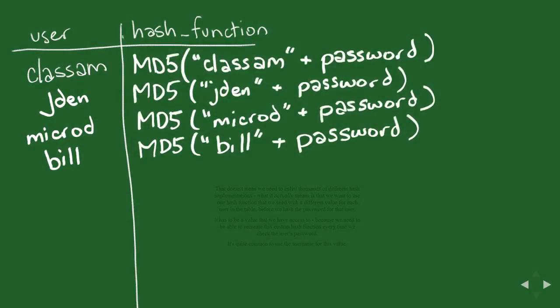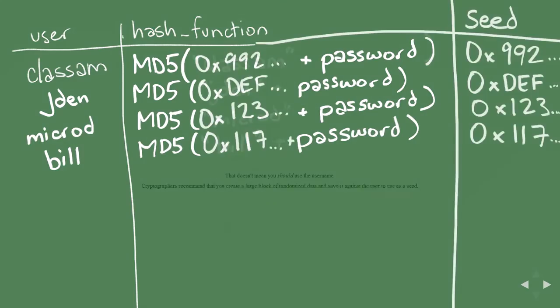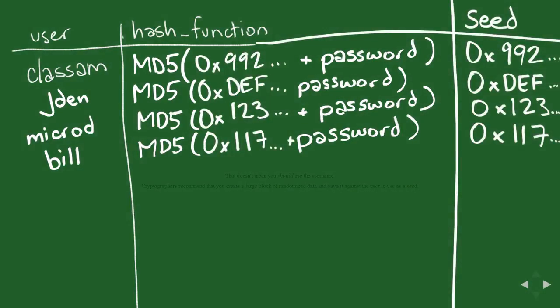That doesn't mean we need to enlist thousands of different actual hash implementations. What it actually means is that we want to use one hash function that we can seed with a different value for each user in the table before we hash the password for that user. It has to be a value that we have access to, because we need to be able to recreate the custom hash function every time we check the user's password. It's quite common to use the username for this value. It doesn't mean you should use the username.